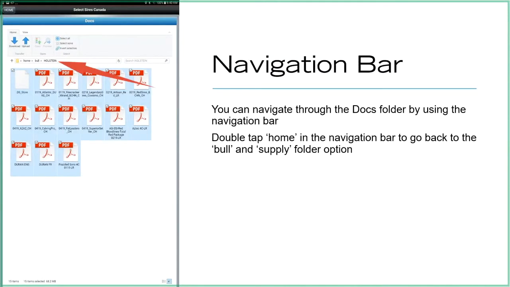So you can navigate, by the way, through the Docs folder with this navigation bar here at the top. It's a little bit different than the other areas of the Bullseye app. In this case, you can hit the home screen, but if you don't wish to do that, you can simply double tap the home in the search bar here, and it will go back to the Bull and Supply folder. So it will take you back to what's under Bull and Supply. And it's a quicker way to go back and forth within the Docs folder to do it through the search bar. So that's how you navigate through the Docs folder.